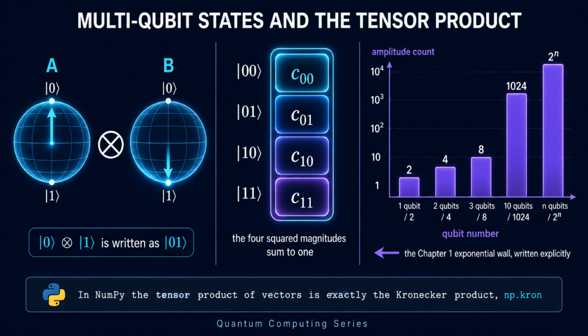A single qubit is not yet a computer. To combine qubits, we use the tensor product. If qubit A is in one state and qubit B is in another, the joint state of the pair is their tensor product, and for basis states, we abbreviate ket 0 tensor ket 1 as ket 0, 1. Two qubits therefore have 4 basis states, with 4 amplitudes whose squared magnitudes sum to 1. In general, n qubits require 2 to the power n complex amplitudes, which is exactly the exponential growth we met in Chapter 1. In NumPy, this tensor product is the Kronecker product, np.kron.